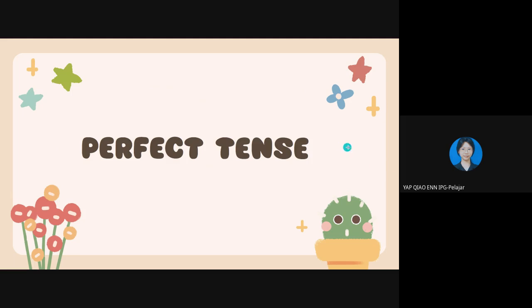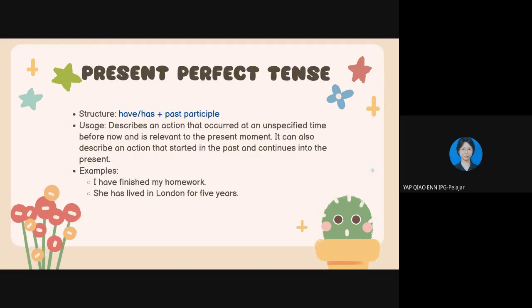The next one is perfect tense. There are a few types of perfect tense, and the first one is present perfect tense. The structure of present perfect tense is have or has plus past participle. The usage of present perfect tense is to describe an action that occurred at an unspecified time before now and is relevant to the present moment. It can also describe an action that started in the past and continues into the present. The example sentences are I have finished my homework. She has lived in London for 5 years.